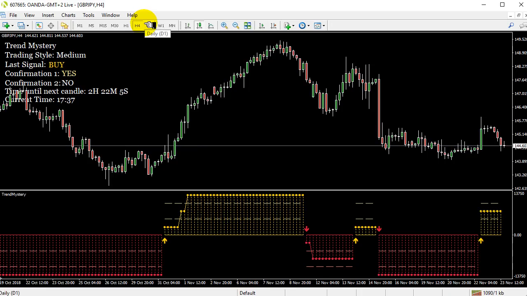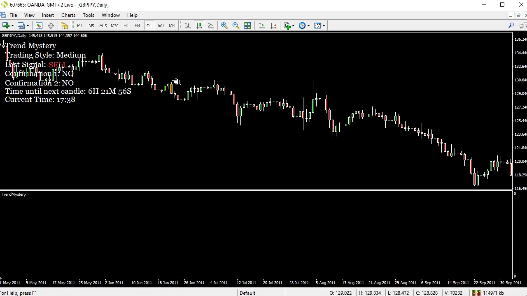Let's look at something else here. So you can see, this is not a back test, right? I'm just showing you a few sample trades, see how it all works. It doesn't mean you're going to take any of these. It depends what the trend is. Let's go up to the daily chart. See what that looks like.